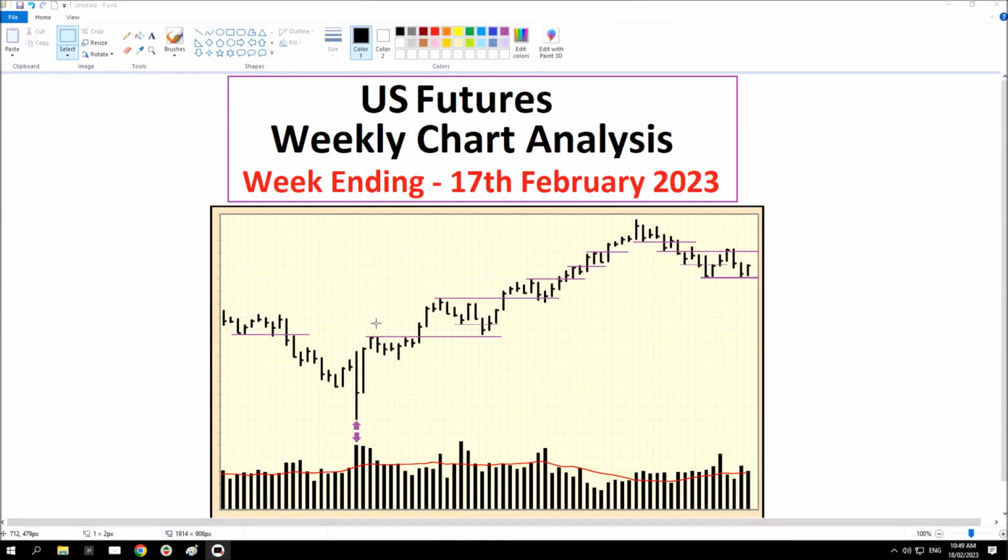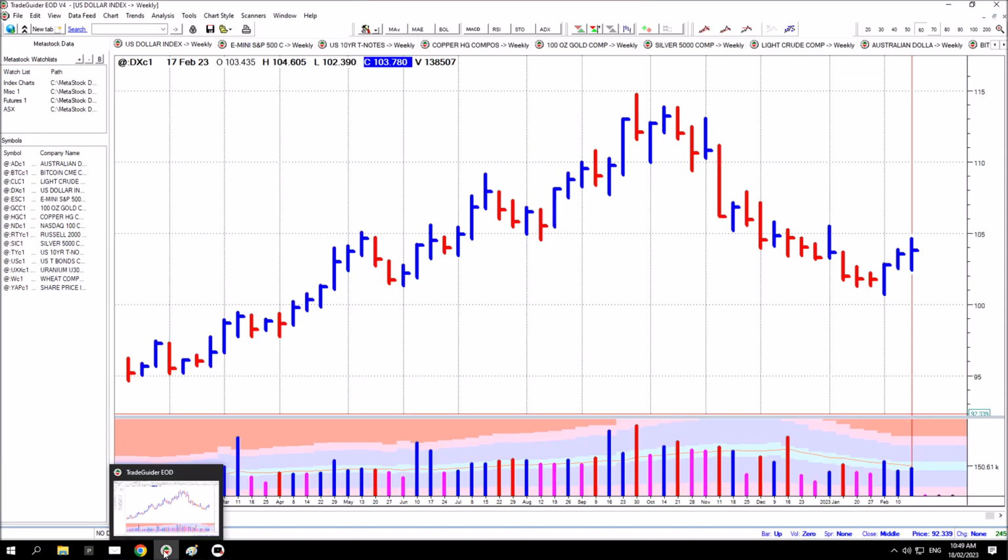This is the US Futures weekly chart analysis for the week ending 17th of February 2023. First chart is the US dollar index futures. As you can see, this market's been up for 3 weeks in a row now, and it's starting to put a little bit of pressure on some of the associated markets. We'll put some lines in pretty quickly so you can see the chart come alive.